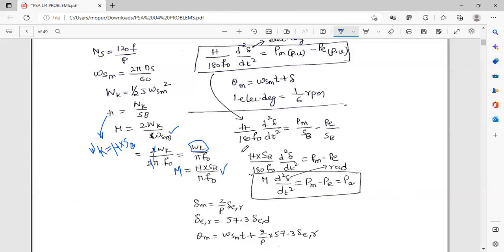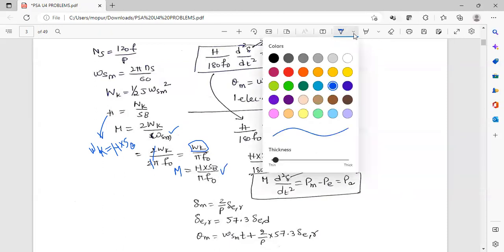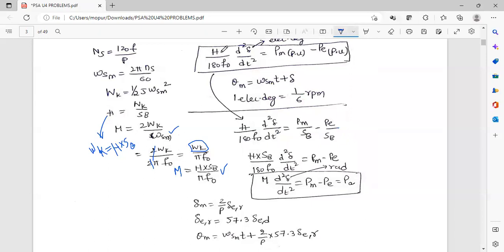Then we know that this is the swing equation: H by 180 F naught into d squared del by dt square is equal to Pm per unit minus Pe per unit. This is the swing equation. And in the derivation of the swing equation, we had used this formula: theta m is equal to omega sm t plus del. And this value we should remember, 1 electrical degree is equal to 1 by 6 times of RPM.